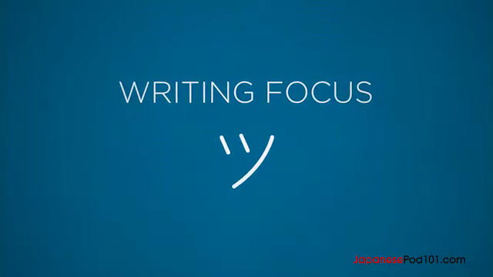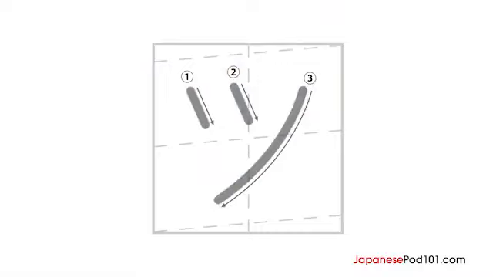Katakana tsu is written in 3 strokes. The first and second strokes are 2 parallel short slanted strokes on the top. The third stroke starts to the right of the first 2 strokes and curves downwards. Just like the katakana shi, to maintain the balance, try to have the same spacing between where the 3 strokes start. Okay, let's see it again.